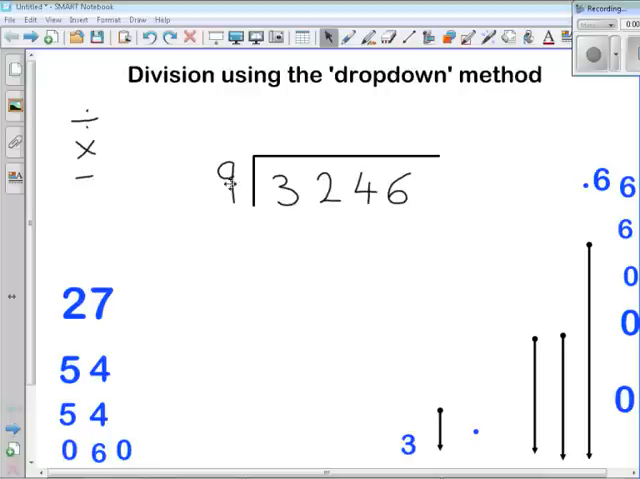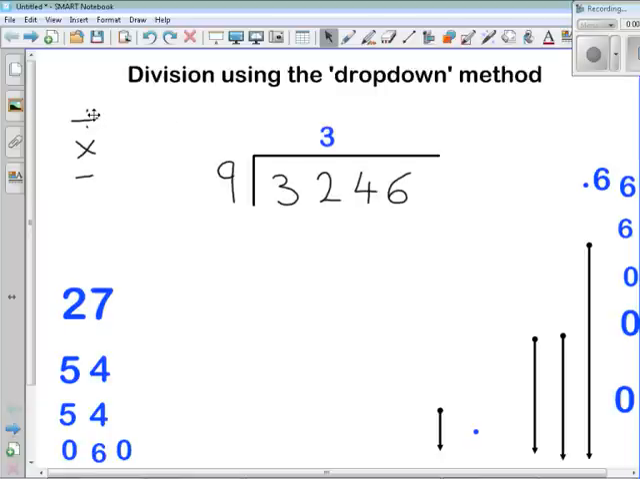Okay, so we'll start off with 9s into 3. Well, 9s into 3 won't go. So we need to look at 9s into the 3 and the 2, making 32. So 9s into 32. Well, the closest we can get is 3 9s, because 3 9s are 27. So I grab this 3 up here and pop my 3 there.